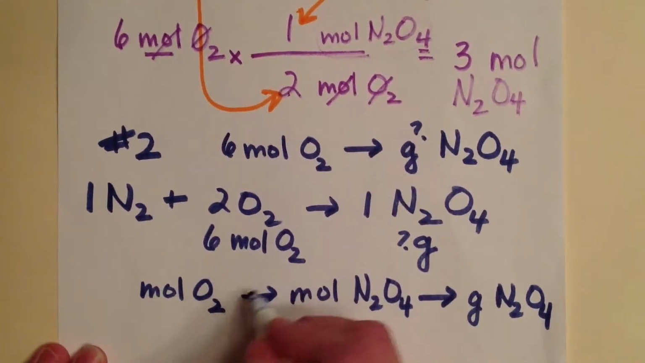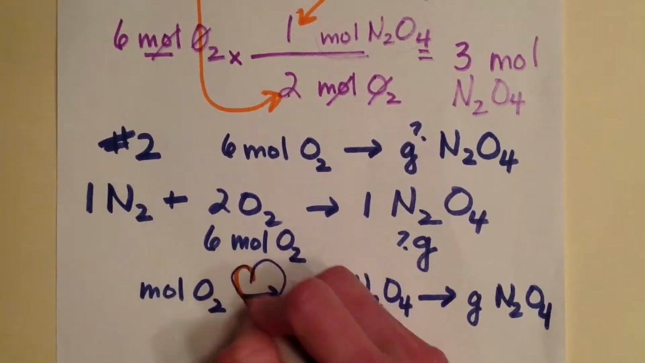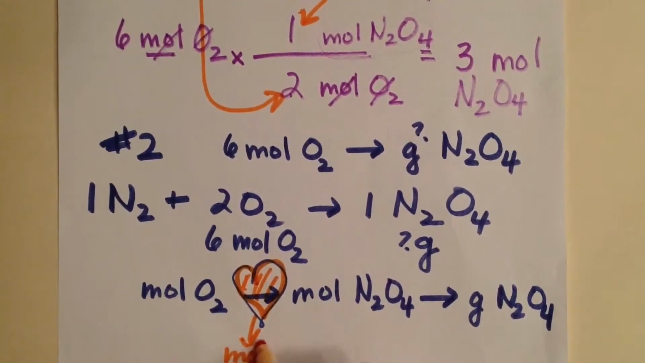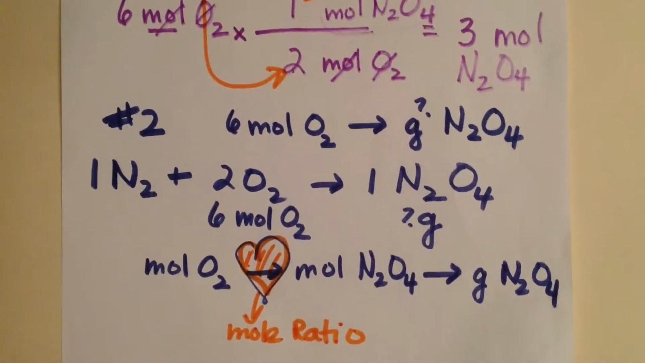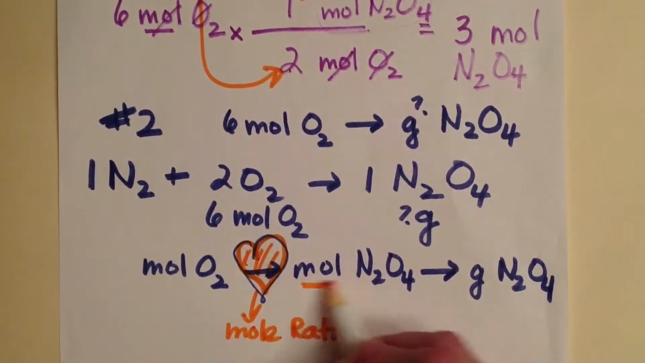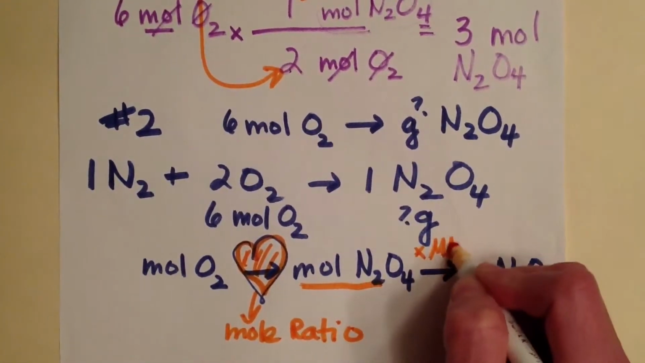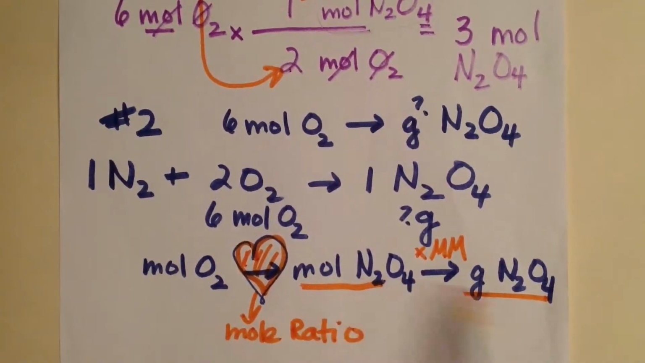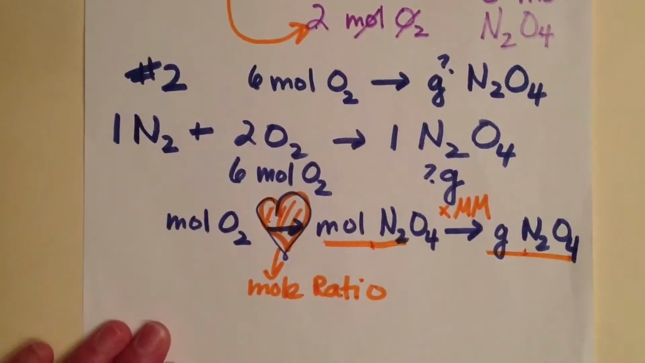So this is what we call the heart of the reaction, or the heart of the stoichiometry, where we look at the mole ratio using the balanced equation. And then a mole to gram conversion would be multiplying by the molar mass. So I consider that kind of 3 steps. It's really 2 separate steps. So let's go ahead and write that out.